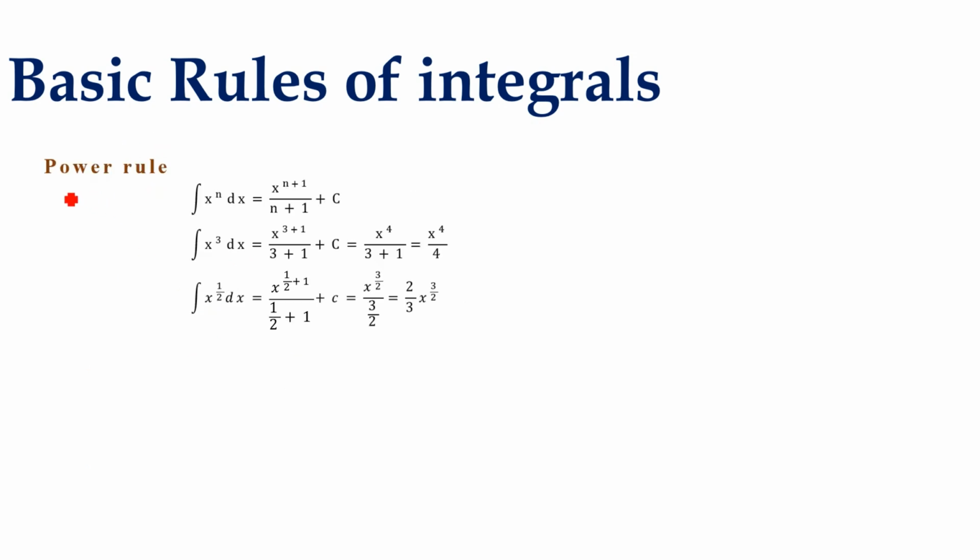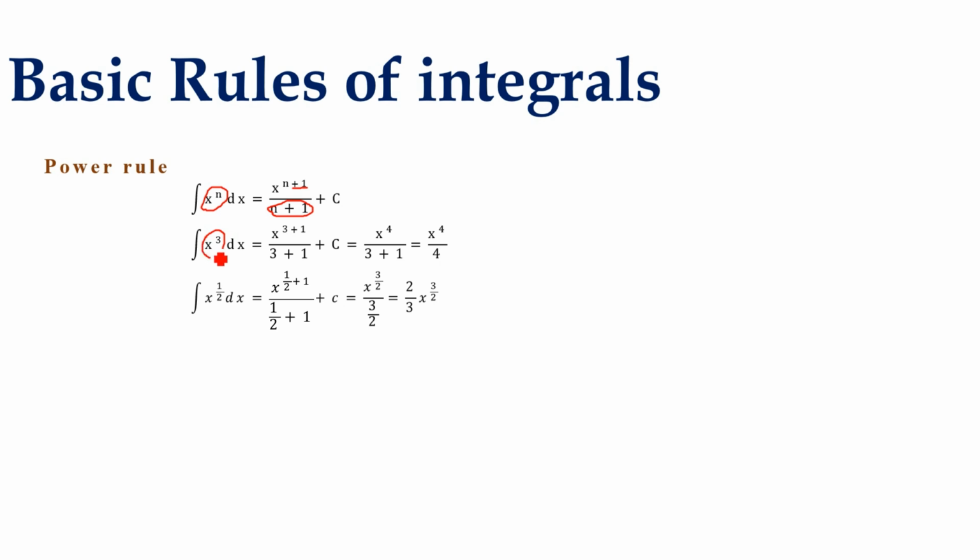Now, what is the power rule? According to the power rule, if we have a function like x power n and we want to take the integral of this x power n, then the solution will be x power n plus 1 divided by n plus 1. We add 1 to this n, and then divide this whole term by n plus 1, and in the end we just add plus c, which represents a constant, and after every integral term we add this plus c.